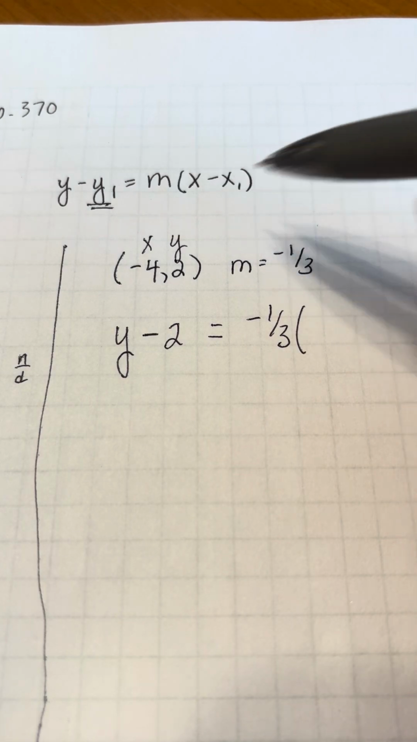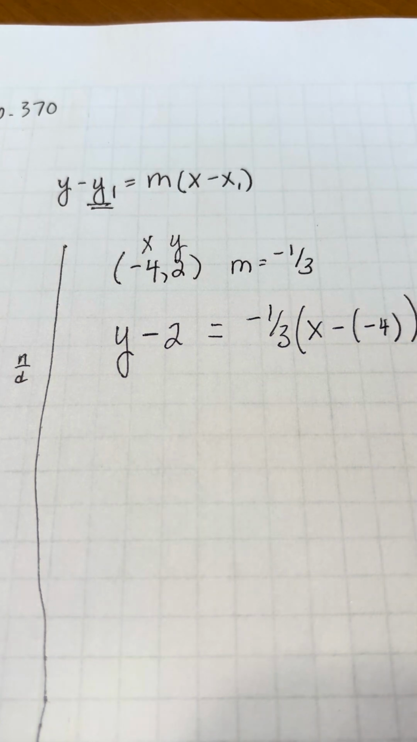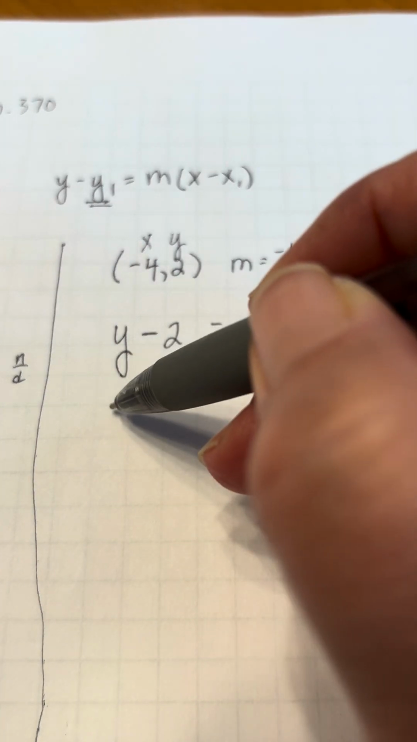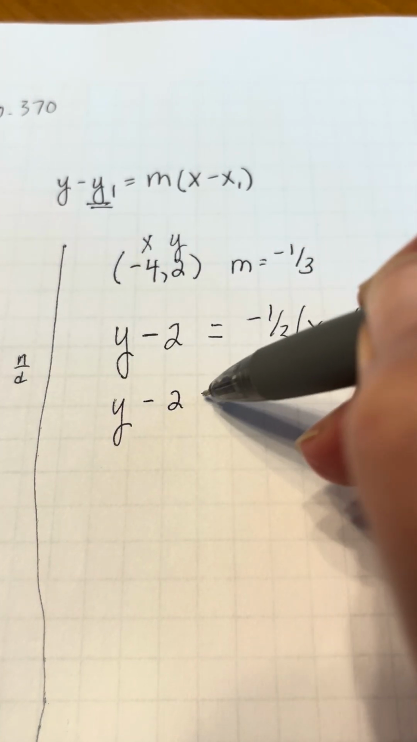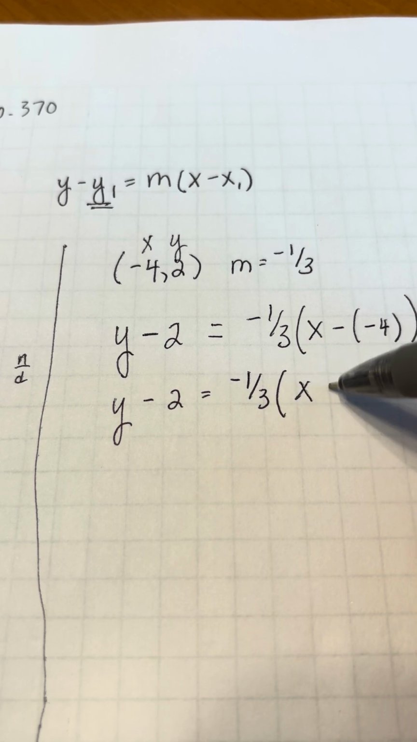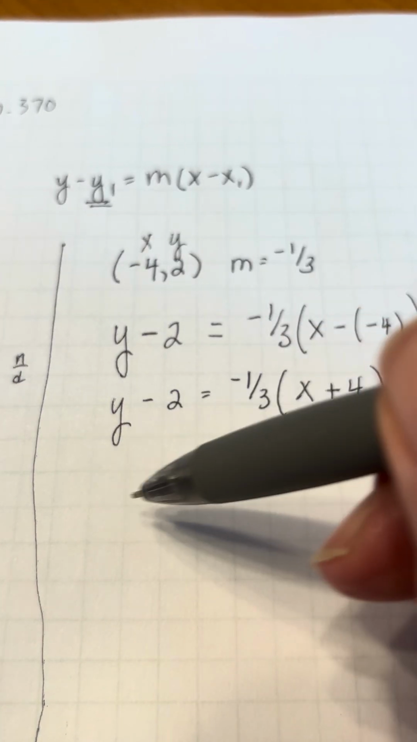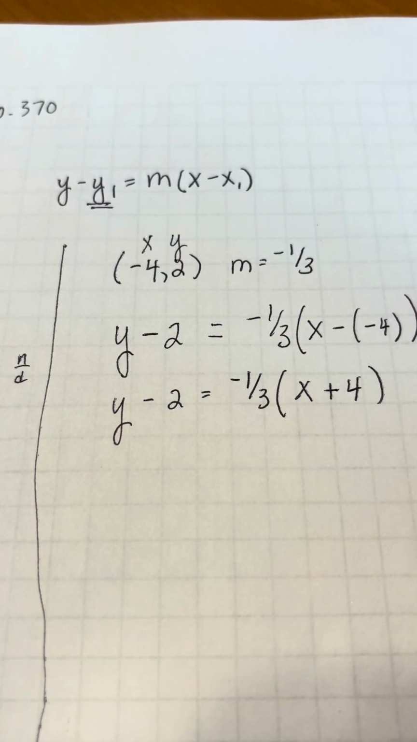And over here, I've got x minus -4. I did it like this so that we can make sure that we're paying attention to the fact that there are two negatives right next to each other. So that makes a positive. Now, this is an equation of a line just like this, and you can absolutely leave it in this form.